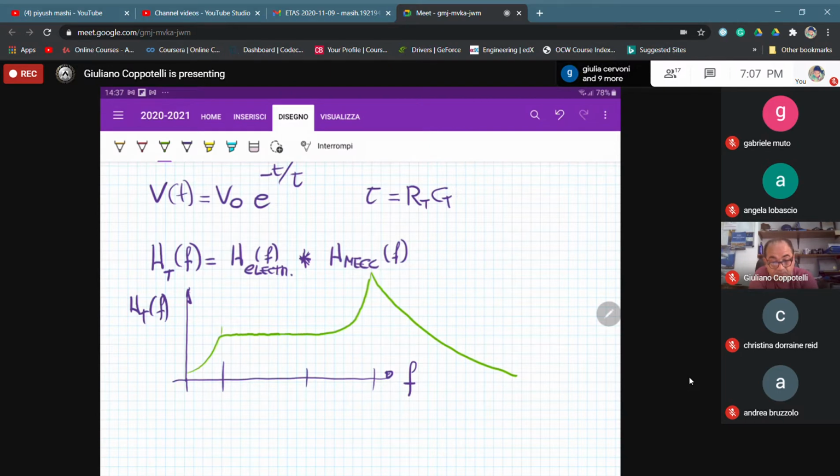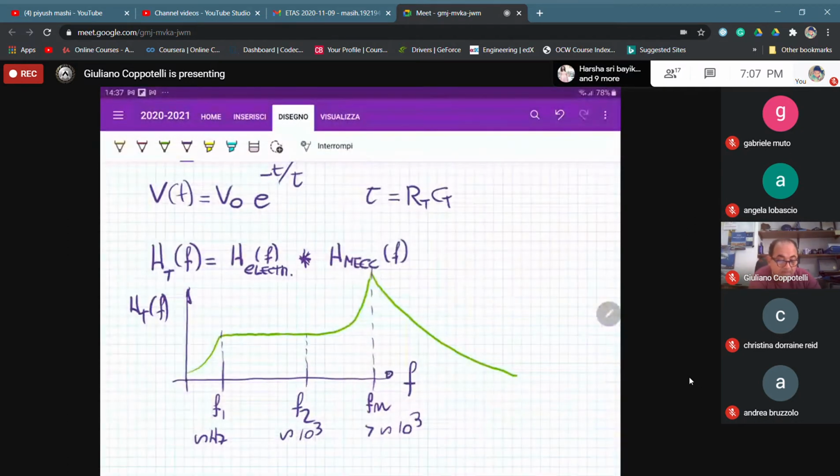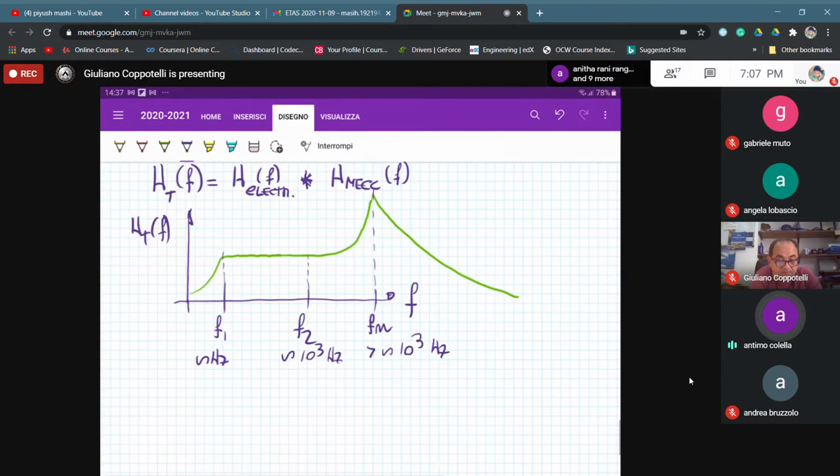Remember, we refer to the F1, that is the cutting frequency of order of hertz. Then we have the F2, that is the 3 dB, or some kilohertz. And then we have the natural frequency of the mechanical device, that is greater than the previous one. Okay. And that ends your self-assessment test.